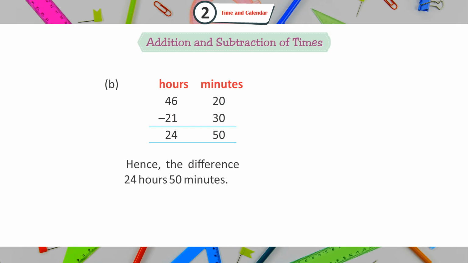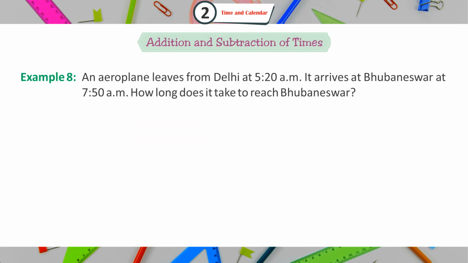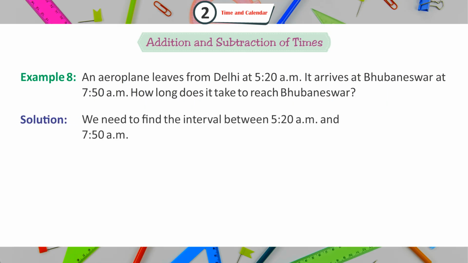Hence, the difference is 24 hours 50 minutes. Example 8. An aeroplane leaves from Delhi at 5:20 am. It arrives at Bhubaneswar at 7:50 am. How long does it take to reach Bhubaneswar?